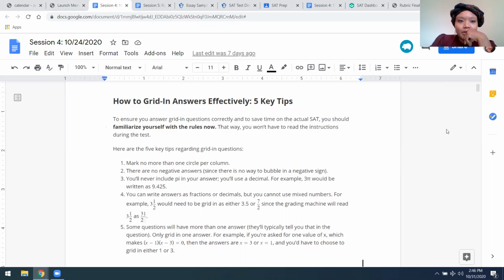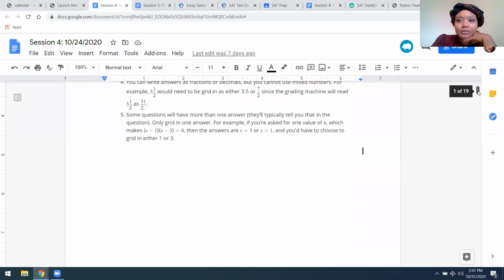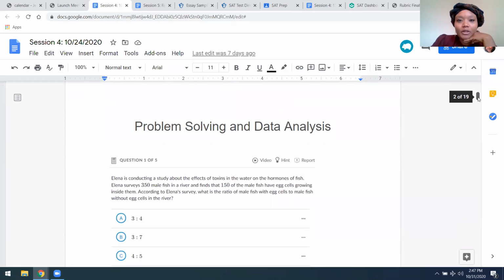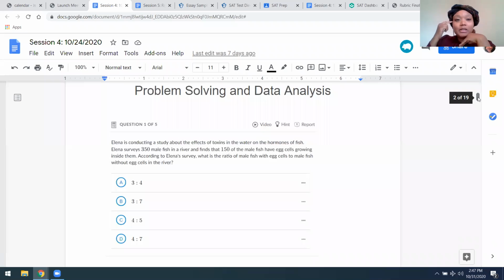These are just some tips on how to answer those, just in case you wanted a little background information. I think they're kind of straightforward or intuitive, maybe, is a better word, but it's always good to know everything you can before you get started. So here is our first problem. This is part of the problem solving and data analysis that the SAT tests you on as part of the math section.